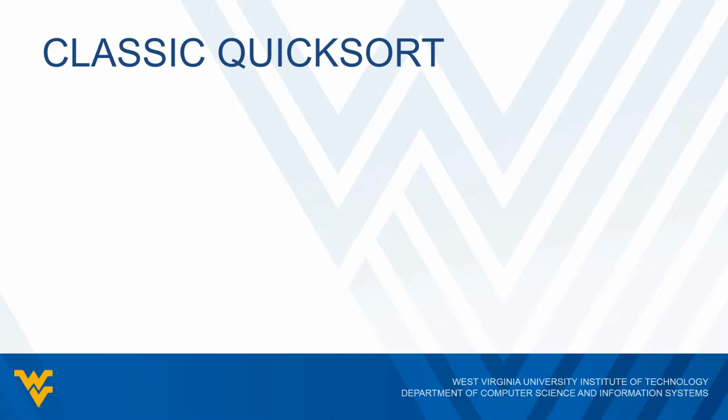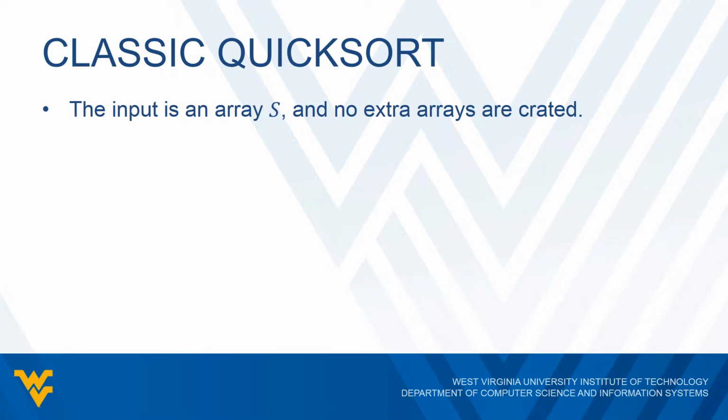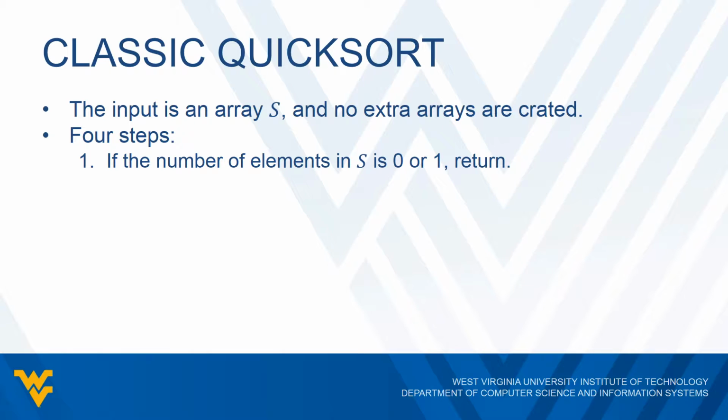Let's look at the most common implementation of quicksort, which we call classic quicksort. So our input is going to be an array, which we'll call S, and we're not going to allocate any extra memory, or we won't create any extra arrays. Everything will be done in S. There are 4 steps to this algorithm. The first step is we check the number of elements in S. If it's 0 or 1, then we just return. We're done. If there's only one thing in the array, it's sorted. If there's nothing in the array, well, I guess it's kind of sorted, but there's nothing to do. So the other steps are going to assume that there's at least 2 elements in the array.